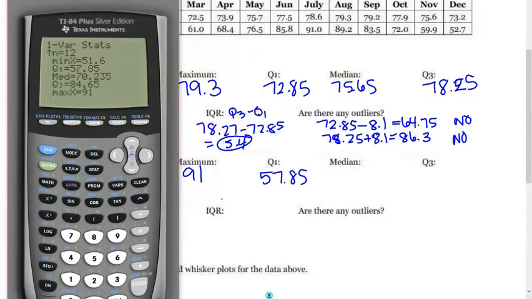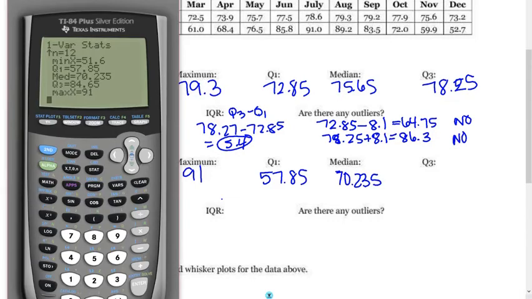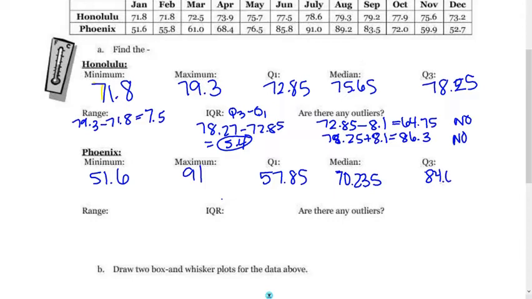My median was 70.235, and my Q3 was 84.65. Range is max minus min, so 91 minus 51.6, and you get 39.4.